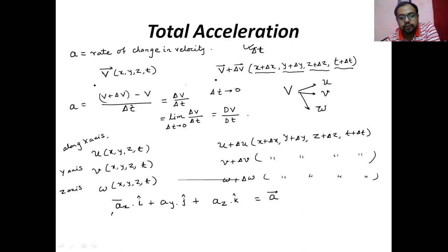So we have to go first for ax, what is the value? ay, what is the value? az, what is the value? Then we will get the total acceleration, what is the value in terms of the vector. That is our analysis we are going to do right now. The total acceleration we are going to find, where the velocity components are functions of the spatial coordinate as well as the time.